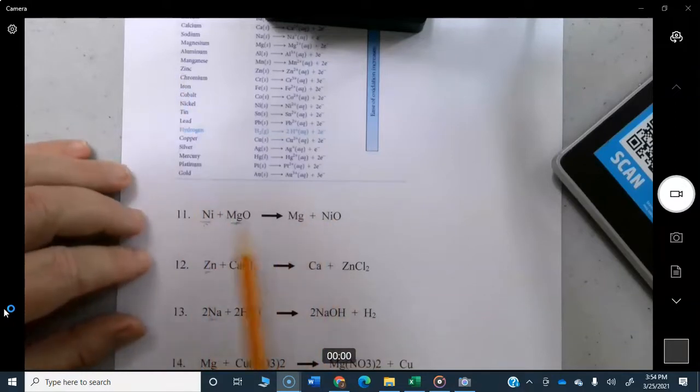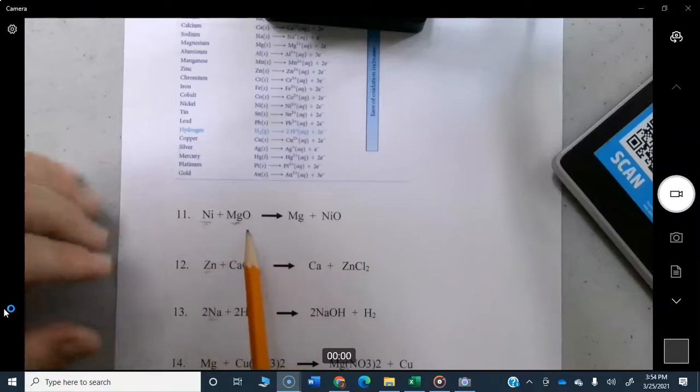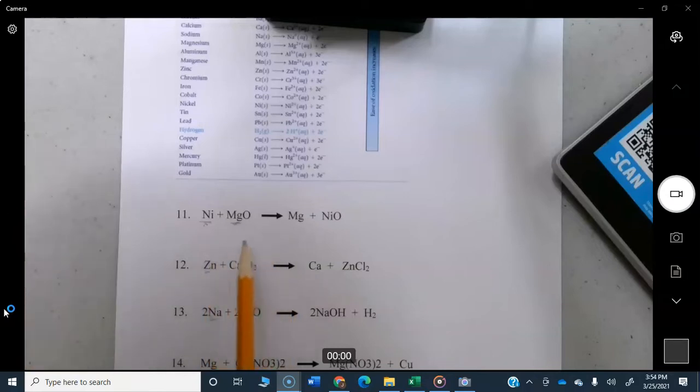It will take place. If the lone element out here is below the element that's in the ionic compound, the reaction won't take place. In other words, the nickel and the magnesium oxide will just sit there in the water or the solution and nothing's going to happen. If the Zn is up above the calcium on this activity series up here, then this reaction will take place. If the Zn is down below calcium, that reaction won't take place. Again, you'll just end up with this compound and this element just sitting there in water.